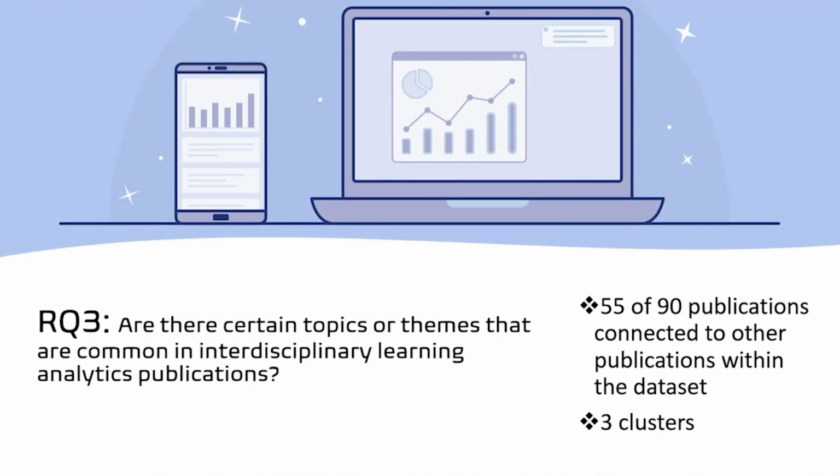Phillips and Ozogul found that 55 of the 90 publications were connected to other publications within the dataset. From this set, they used an optimal clustering method, using modularity as a measure of clustering quality, and revealed 3 clusters that included 5 or more publications.